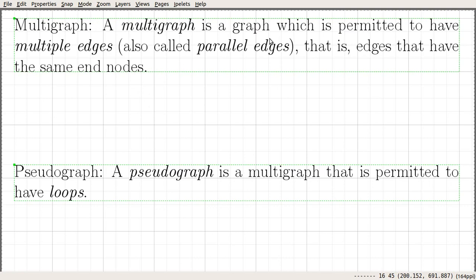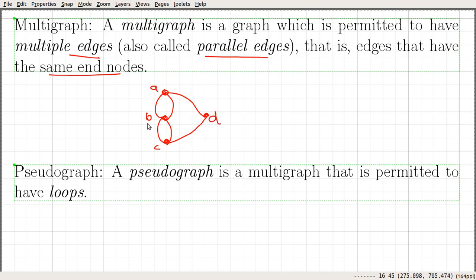A multigraph is a graph which is permitted to have multiple edges. These multiple edges are also called parallel edges, and these edges have the same end nodes. Let me give an example. Let's consider a graph with 4 vertices, and let me introduce these edges, and let me label the vertices as A, B, C, D.